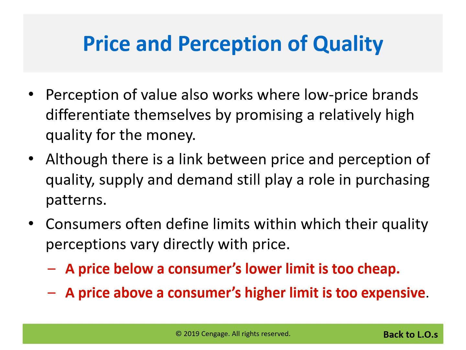Perception of value also works where low-price brands differentiate themselves by promising a relatively high quality for the money. Although there is a link between price and perception of quality, supply and demand still play a role in purchasing patterns. Consumers often define limits within which their quality perceptions vary directly with price. So, a price below a consumer's lower limit is considered to be too cheap. On the other hand, a price above a consumer's higher limit is also perceived to be too expensive.